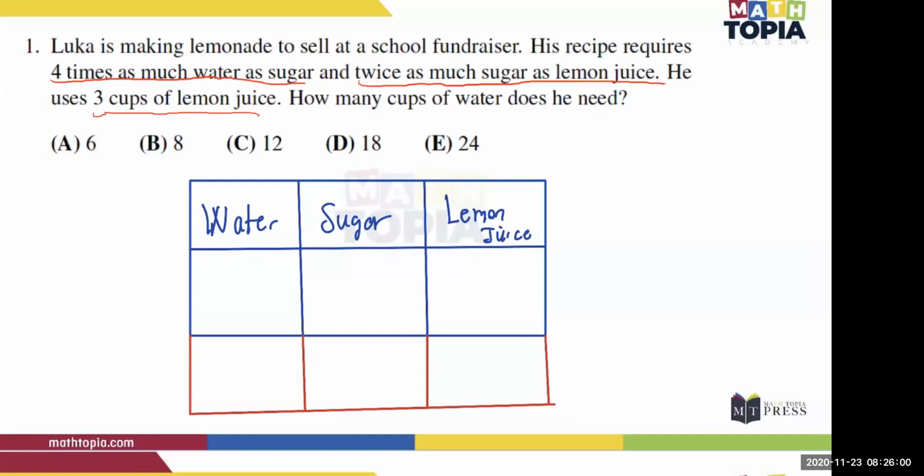So he used 3 cups of lemon juice. It says he needs twice as much sugar as lemon juice, so twice as much. This means he needs 6 cups of sugar. For water, he needs 4 times as much water as sugar, which means you'd multiply the amount of sugar by 4. You get 24.